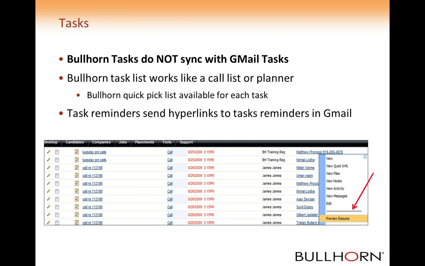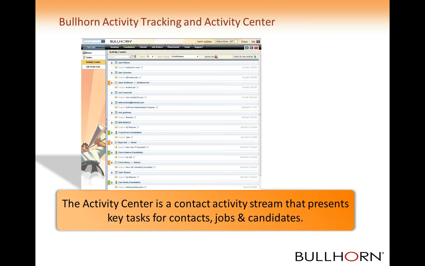Now let's talk about this new menu item that I have talked about, which is Bullhorn Activity Tracking and Activity Center. When we enable this integration, you will see this new menu called Activity Center, and you can access this menu from your desktop. So you just navigate to your desktop and then click on the Activity Center. What is the Activity Center? This is basically your email activity tracking.